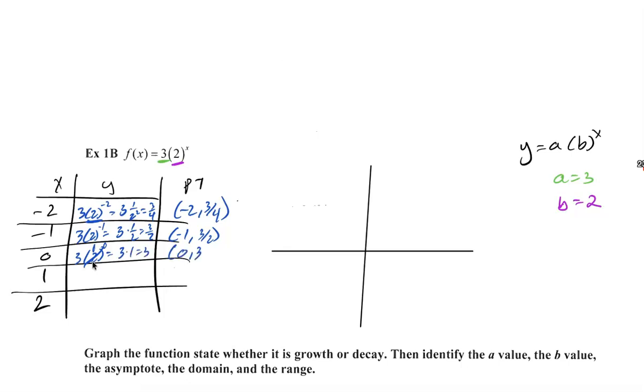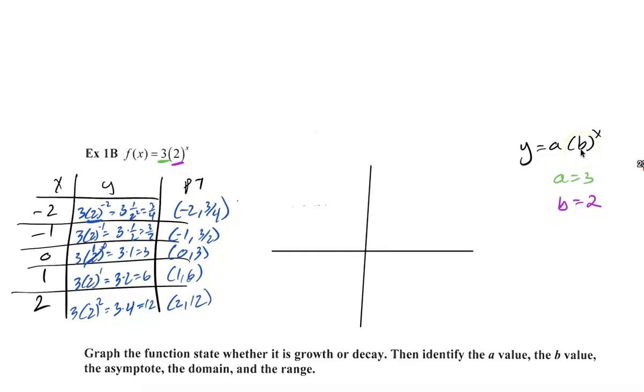So 0, 3. 3 times 2 to the first. That's 3 times 2, which is 6. So 1, 6. And then 3 times 2 squared. That's 3 times 2 times 2, which is 3 times 4. So I get 12. So you get 2 and 12. And look at all the y values. They're being multiplied by 2, right? So 3 times 2 is 6. 6 times 2 is 12. Right? They're doubling every single time because that's what our growth rate is, 2.